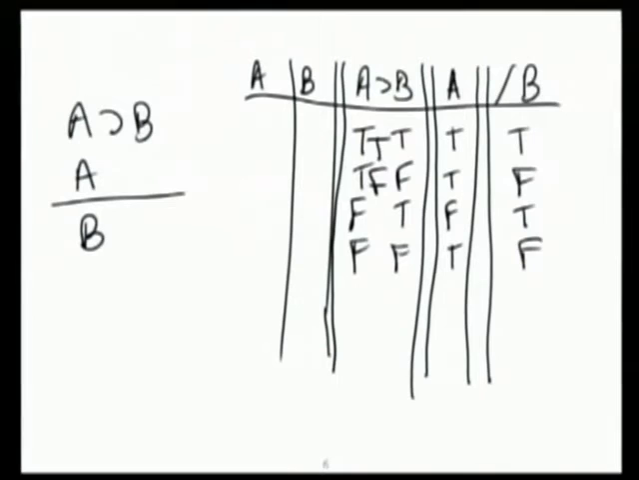Now, the question is: is there any line in this argument where both of the premises are true and the conclusion is, wait a minute, that's not good. This is false, that's why. That's careless. Okay, so is there any line in this truth table where both of the premises are true and the conclusion false? There's none. So this argument is valid.